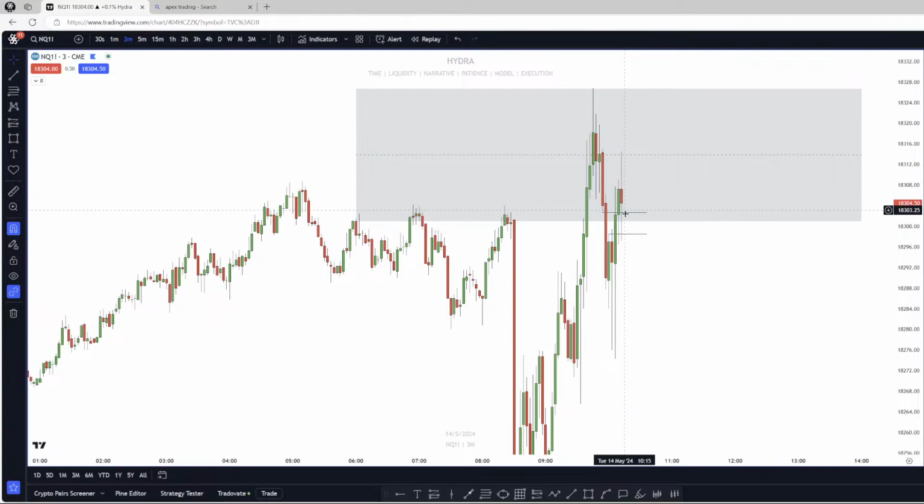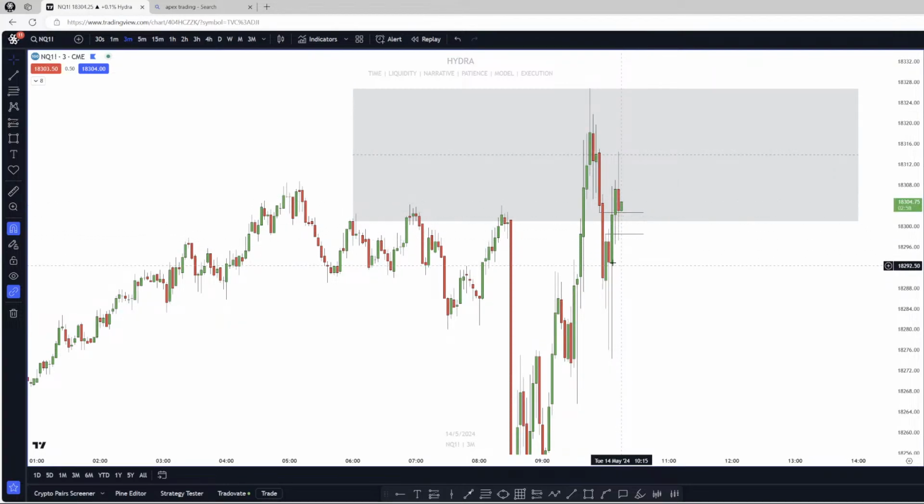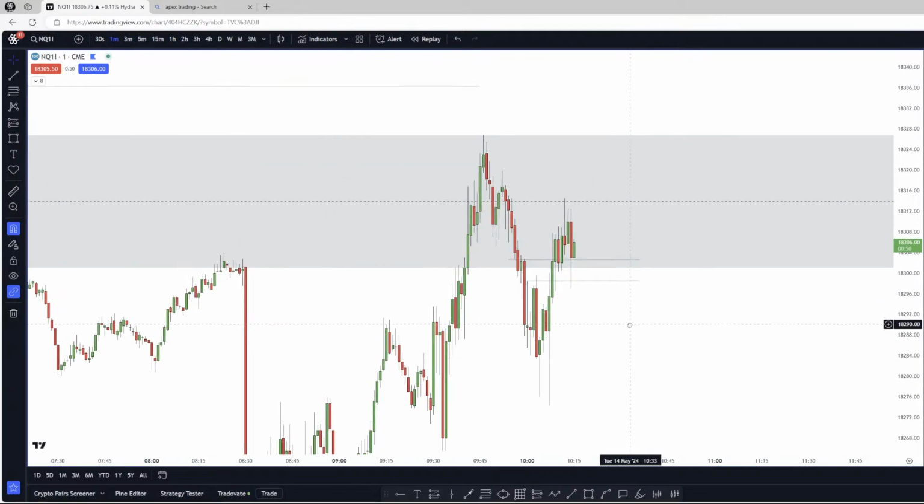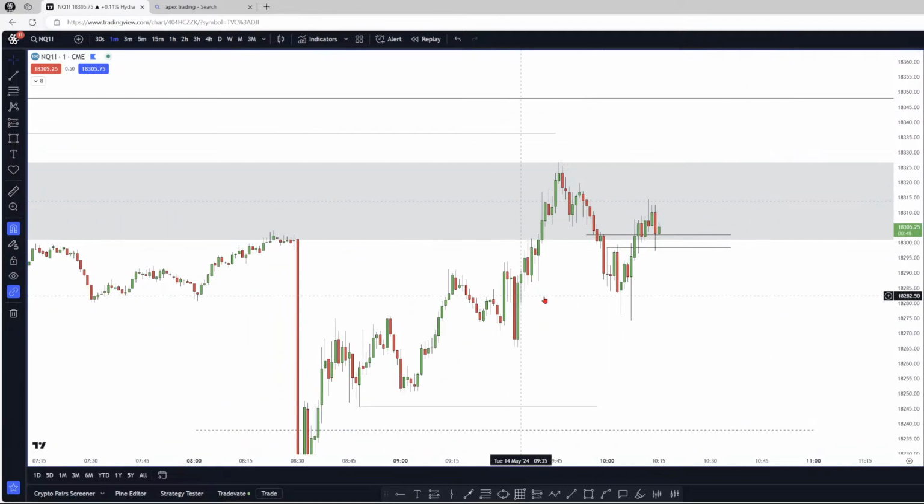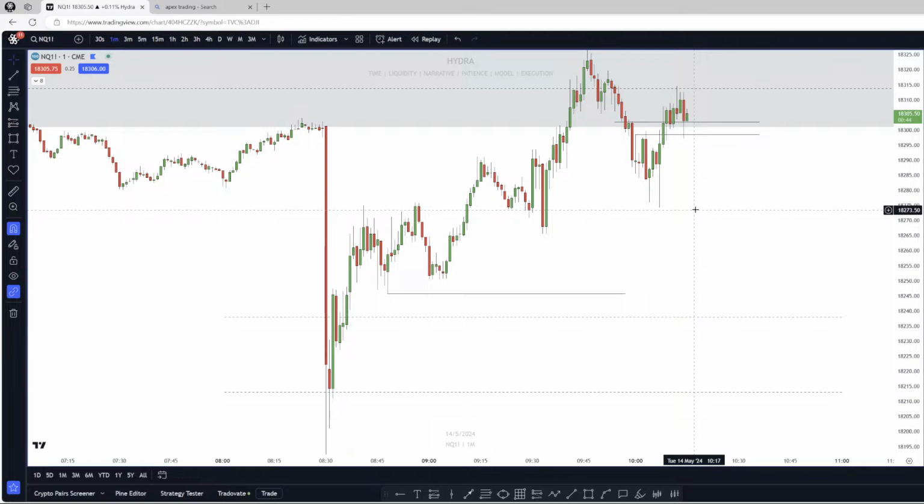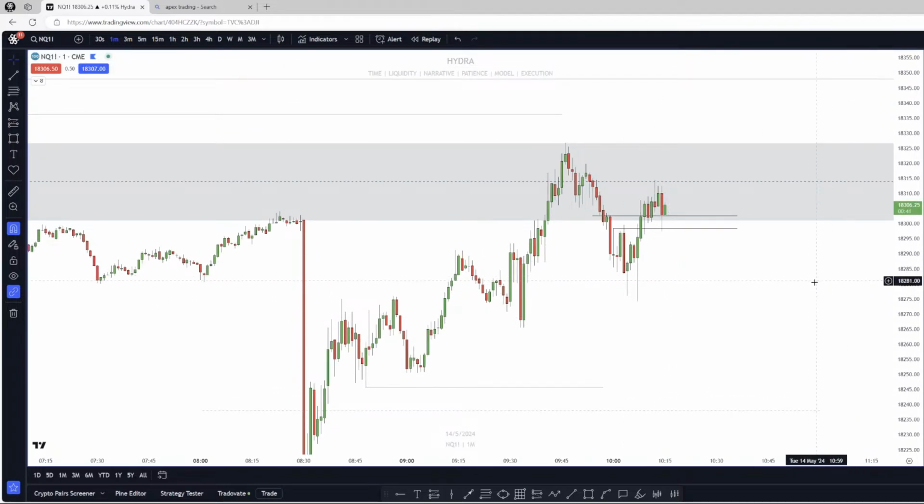For me to take a short, I want to see price going below this fair value gap again and closing a body. Until then, let's see what price does. Not so clean in terms of price action. Look at this. We are bullish but delivering liquidity in high resistance, and we just keep building more and more sell side.